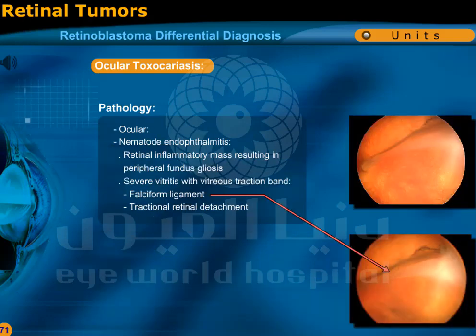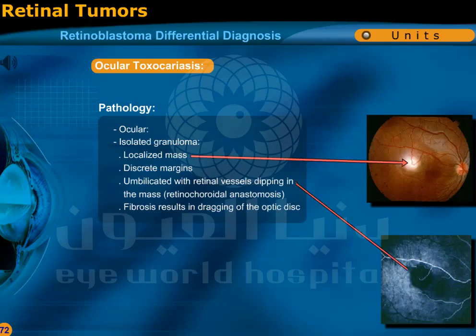Nematode endophthalmitis. Retinal inflammatory mass resulting in peripheral fundus gliosis. Severe vitritis with vitreous traction band, falciform ligament, tractional retinal detachment. Isolated granuloma, localized mass with discrete margins, umbilicated with retinal vessels dipping in the mass, retinochoroidal anastomosis. Fibrosis results in dragging of the optic disc.